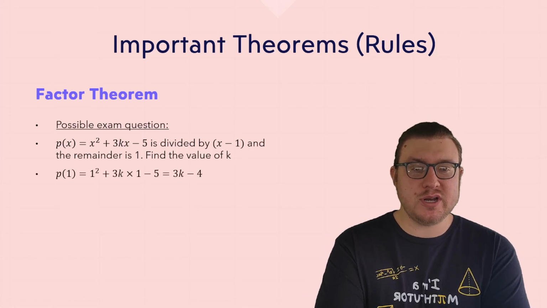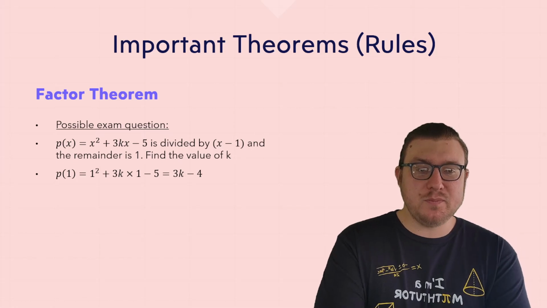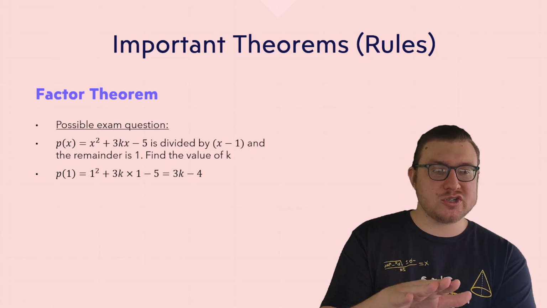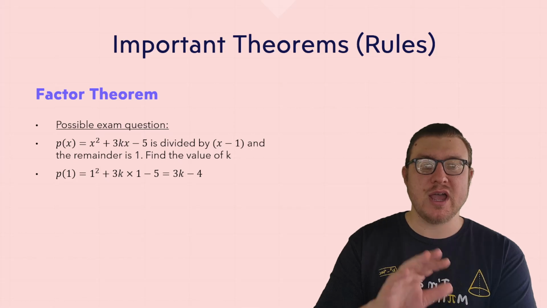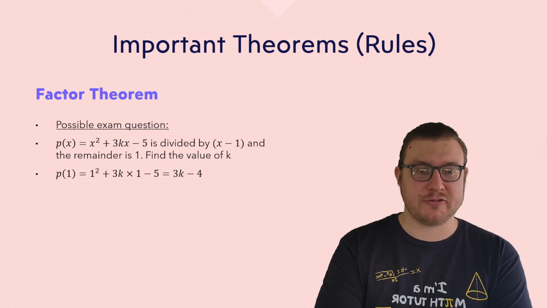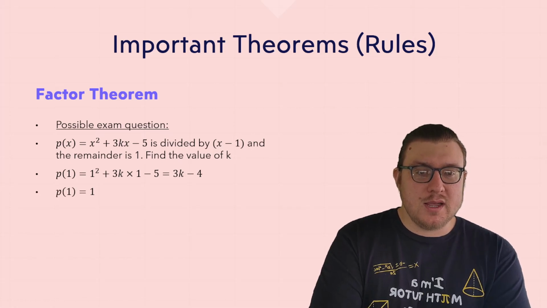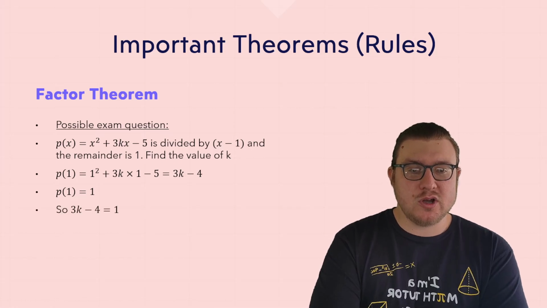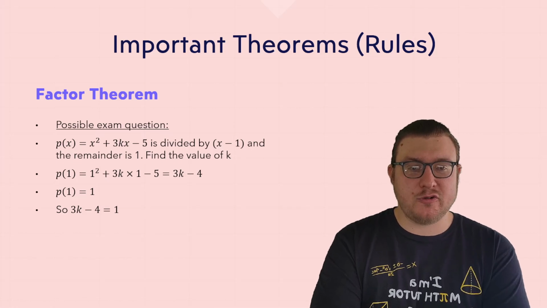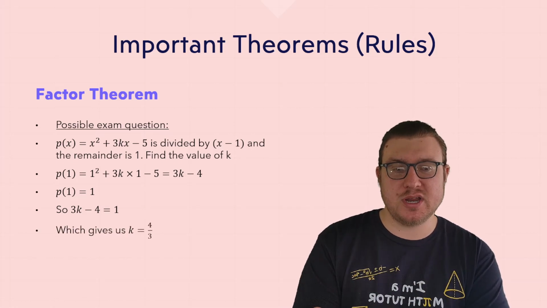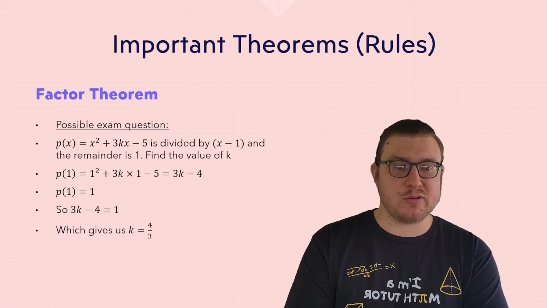So we're going to substitute in p of 1, which will simplify to 3k minus 4. I assume at this point all the simple algebra you're happy to do yourself. If you're not sure, pause the video, go through the questions and calculate them yourself. Okay, now we know that the remainder is 1, so we can set p of 1 equal to 1. So 3k minus 4 has to be equal to 1. And this is a simple equation that I assume you can solve, giving k equal to 4 over 3.